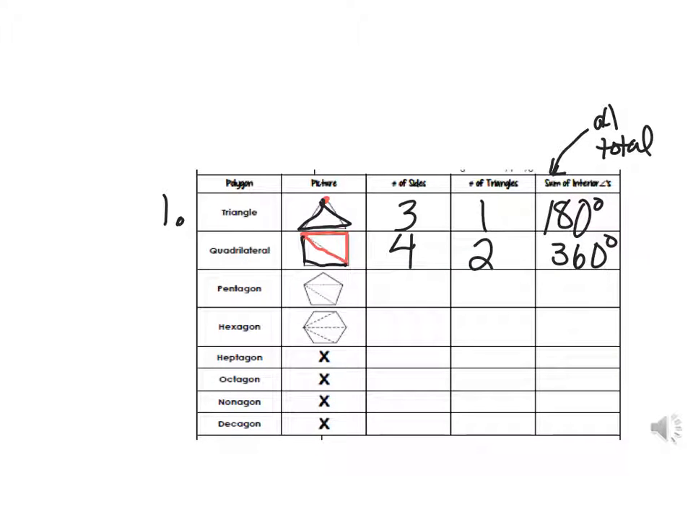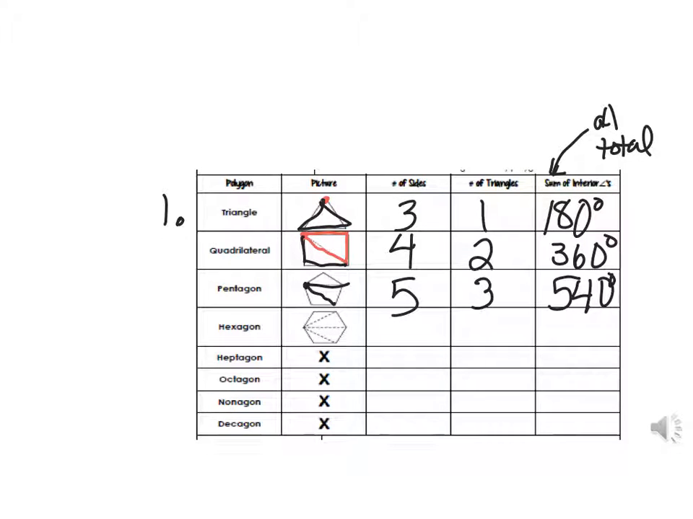Take a look at the pentagon. If I stand here and connect to every vertex, I see 3 triangles, but a pentagon has 5 sides. 3 triangles, that's going to give us 540. Do you see a pattern here?